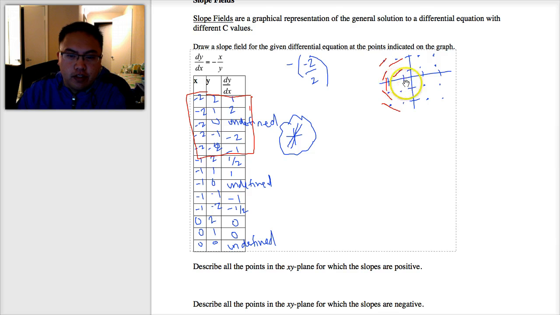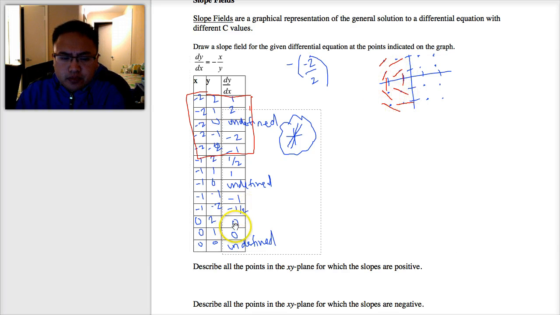Negative 1, 0 is undefined. Remember, undefined is a straight vertical line. Negative 1 is also negative 1, so it's a negative diagonal line. And then negative half is a slower diagonal line, so. So remember, it's hard to do it on here. It's hard to be even exact anyway.